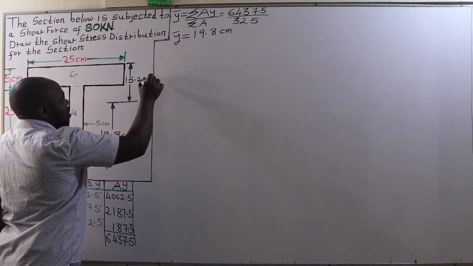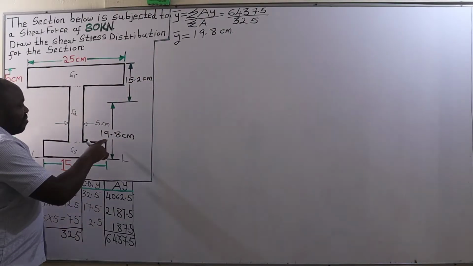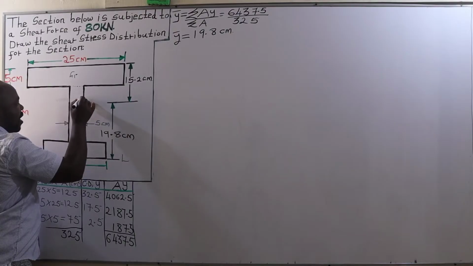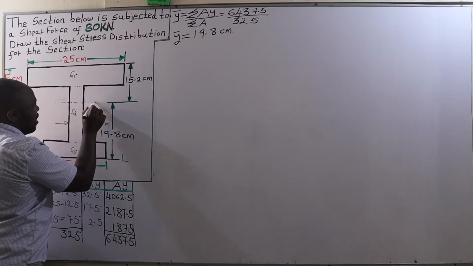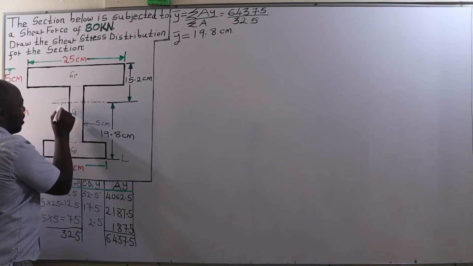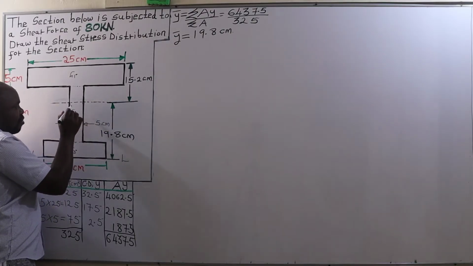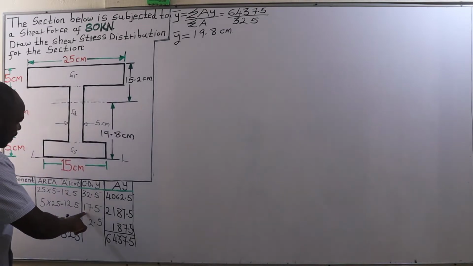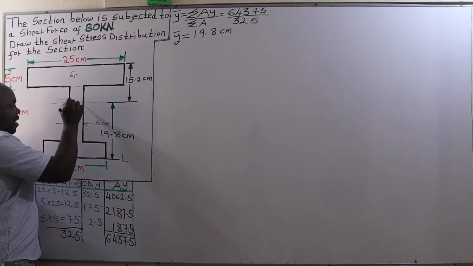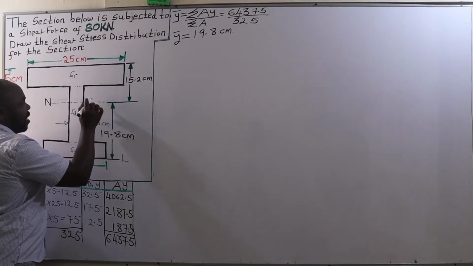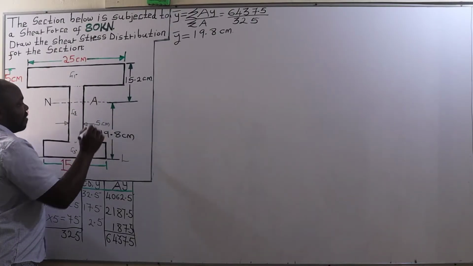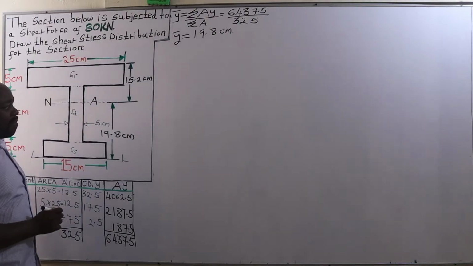So when you try to locate it, I had pre-located it, and it is at this point just above G2. Remember, G2 is at 17.5, therefore 19.8 is just above that. So this is where the neutral axis passes.